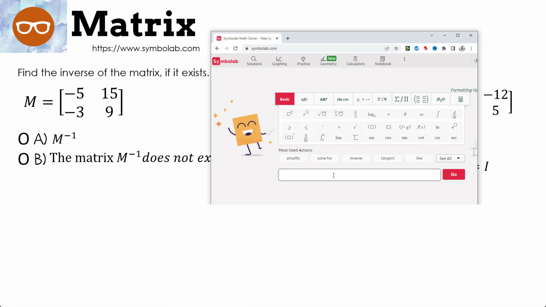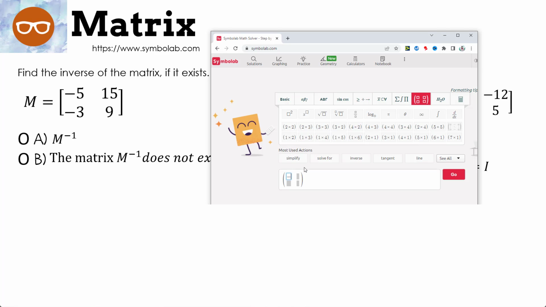Here's our Symbol Lab. We are now going to put in our matrix. This one is a 2 by 2 also. I'm going to over arrow. Now I want it to the -1. We want the inverse, so I'm going to put -1 here as my exponent. And let's go.